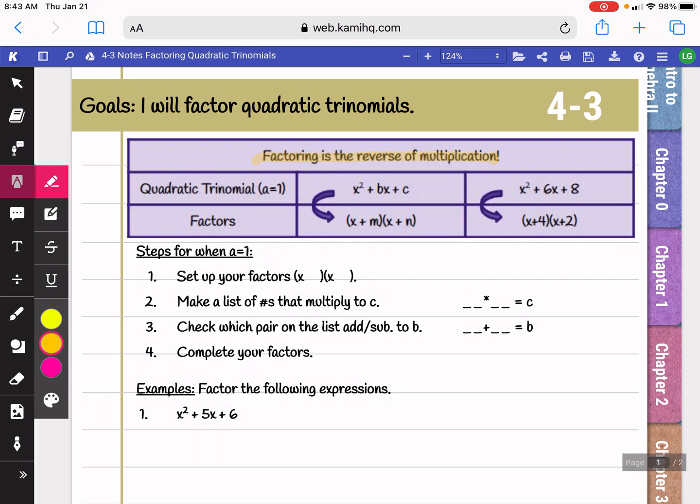So our steps are to set up our factors first. Set up your parentheses with x in front, because x times x is x squared. Then you're going to make a list of numbers that multiply to that c value, and look at your list to figure out which pair could either add or subtract to give you that b. You can worry about the positive and negative signs at the end. And then once you're done, you just complete writing your factors. You're good to go.